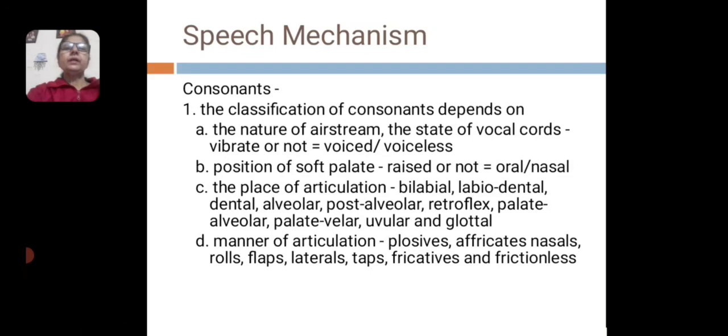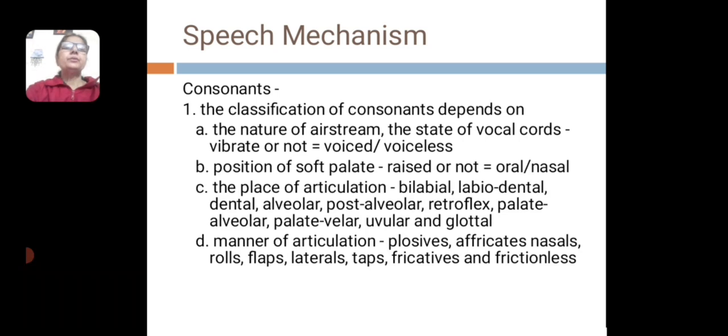Now consonants have different classifications, and we can find out what kind of consonant it is. There are different classifications, and we have to find out whether they are voiced or voiceless, whether they are oral or nasal, whether they are bilabial, labiodental, dental. So that depends. First is voiced or voiceless, and we have already discussed that.